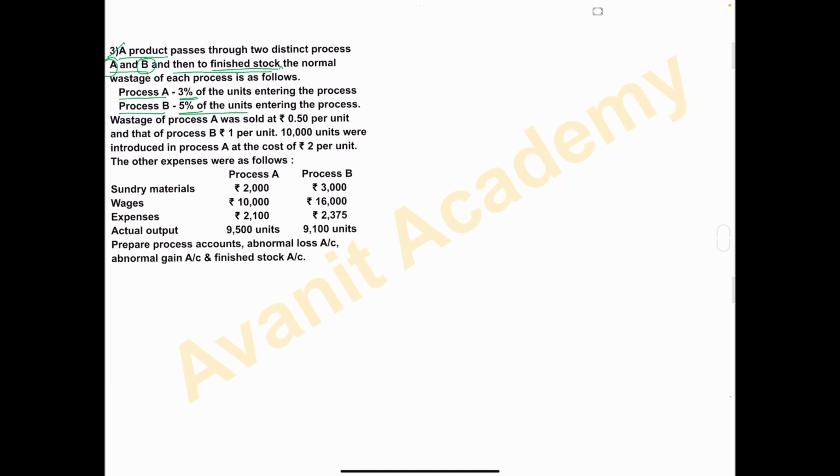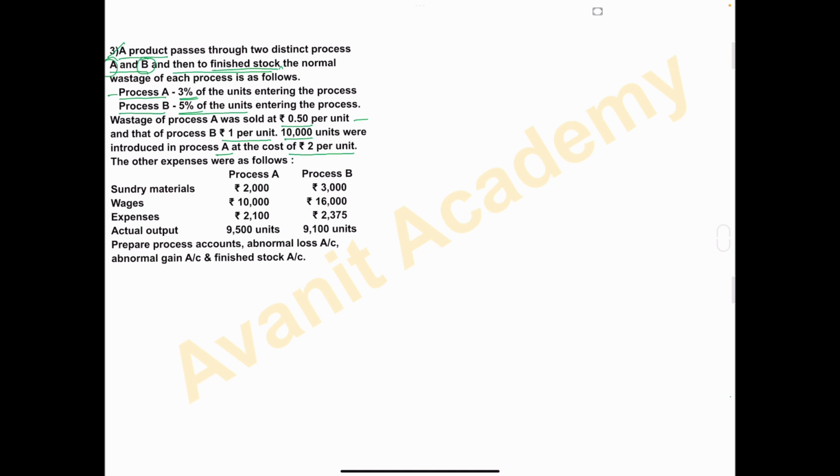Wastage of process A was sold at rupees 0.50 per unit. So whatever wastages we have got in process A is sold at rupees 0.50 per unit, that is 50 paise per unit, and that from process B at rupees 1 per unit. 10,000 units were introduced in process A. So the starting input of process A is 10,000 units at rupees 2 per unit.